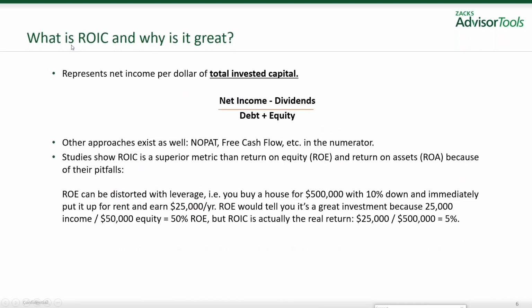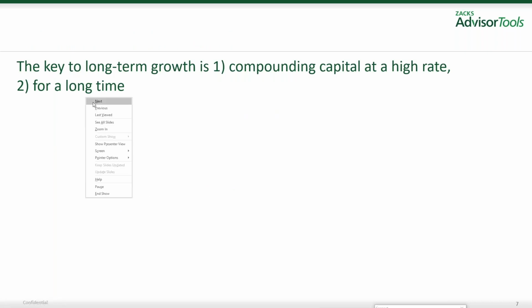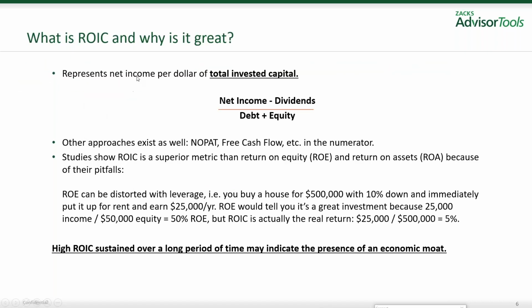So, what is the definition of ROIC? That represents the net income per dollar of total invested capital. So the formula that we're using here is the net income minus dividends paid, right? Because we're trying to find out how much they're reinvesting back in the company. And we take that numerator and we divide it by total debt plus total equity. And that gives us our total ROIC.